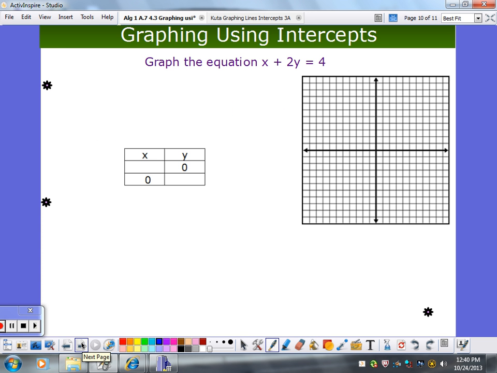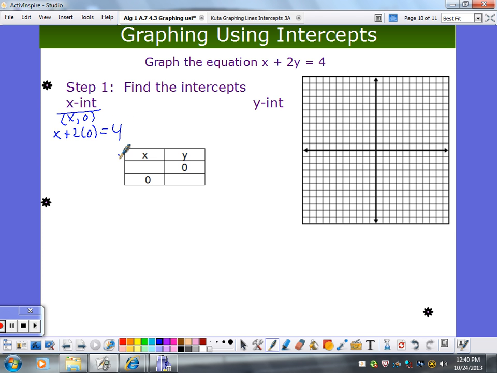Let's try this one before we go. This guy's on the back. So I've got graph the equation x plus 2y equals 4. So if I can find x-intercepts and y-intercepts, I'm good. So x-intercept, that's the one where the y is 0. So x plus 2 times 0 equals 4. Well, what's 2 times 0? 0 is gone. So what's x? 4. So what's my x-intercept? (4, 0).